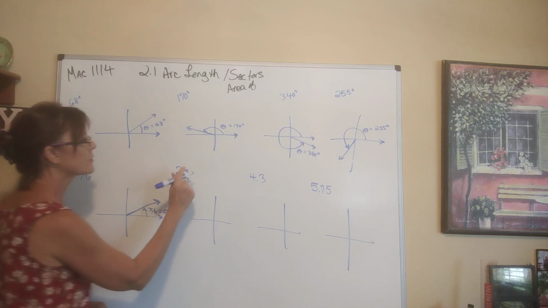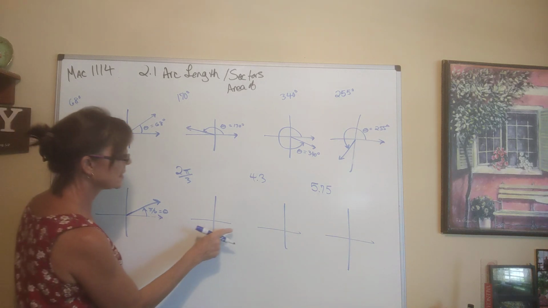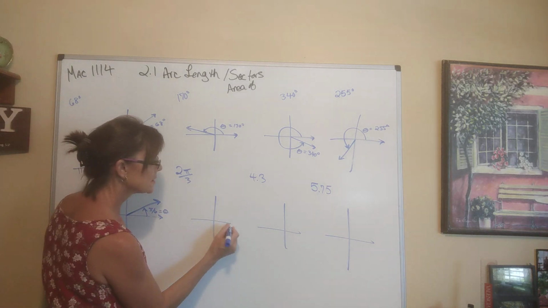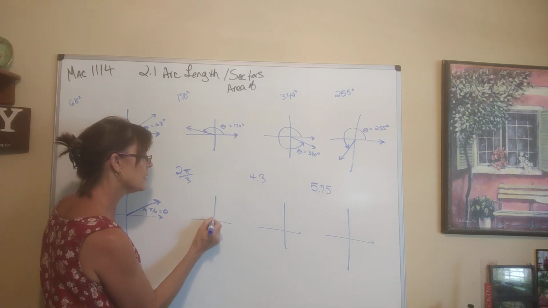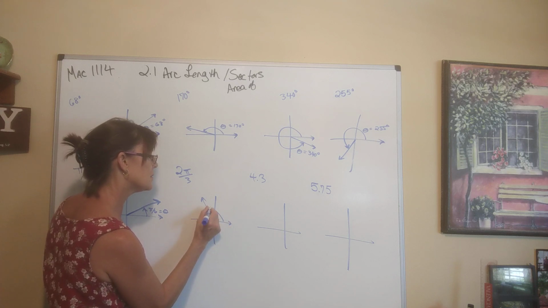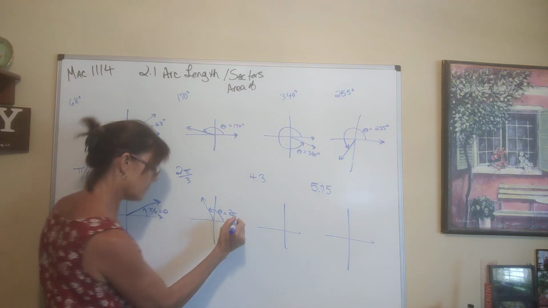2 pi over 3. This converts to 120 degrees. So sometimes I have to think in degrees in order to put things on here. So 120 would be between 90 and 180. So 2 pi over 3 is going to be about right there. So this is the angle in standard position. Theta is 2 pi over 3.